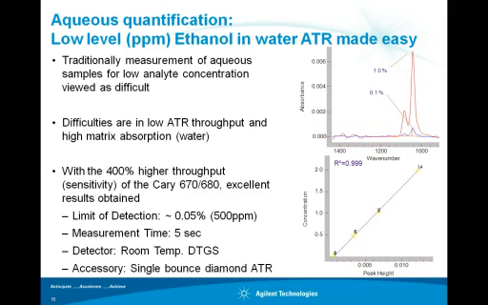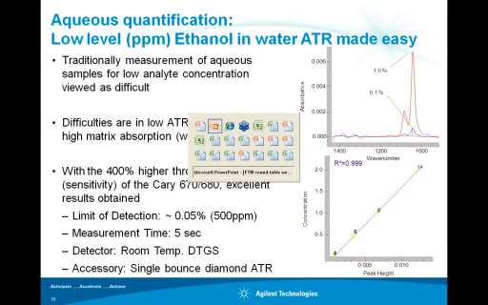The second demonstration of a difficult sample made easy is a model system. In this case, this model here is ethanol and water with an ATR measurement, a single bounce diamond ATR. And traditionally, aqueous samples for low analyte concentrations are viewed as difficult, primarily because your ATR is relatively low throughput, anywhere from maybe 10 to 20% throughput, and water itself can be a very difficult matrix as well.